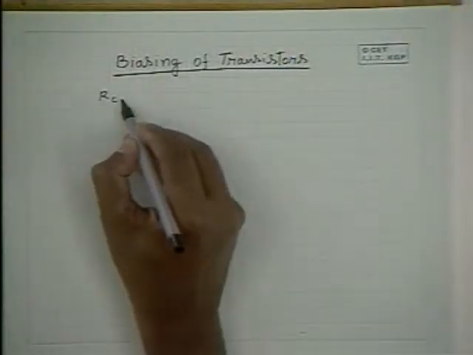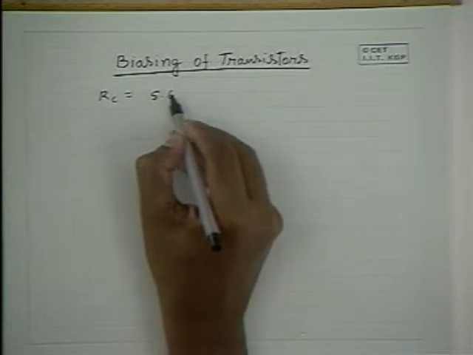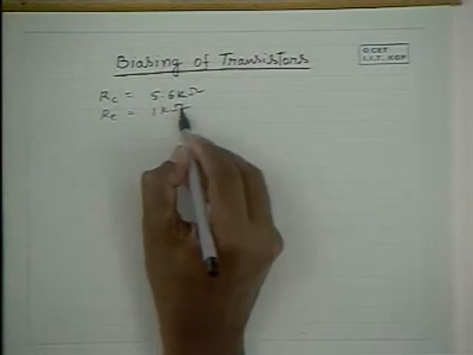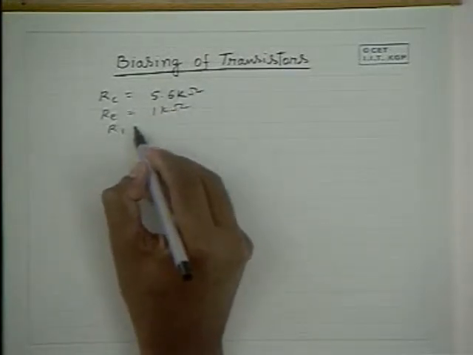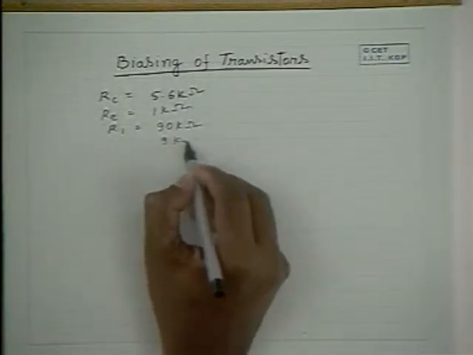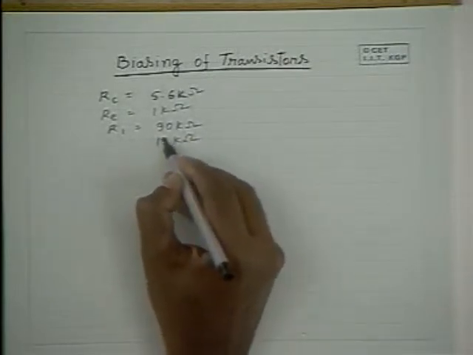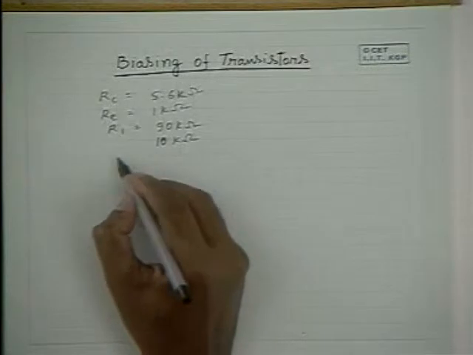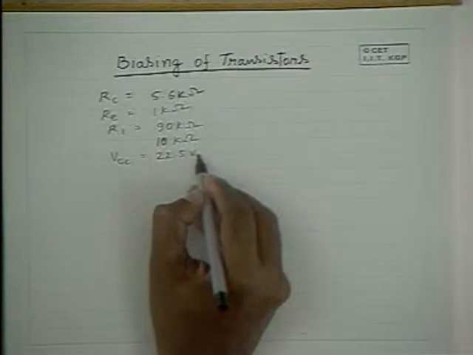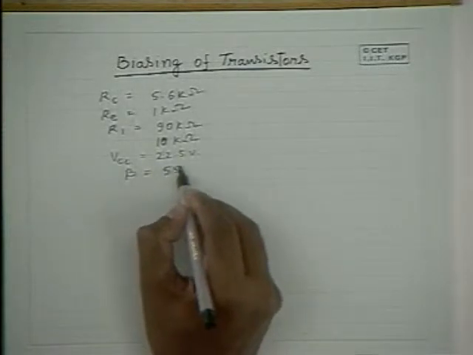for better understanding. Now, let us consider a case where the collector resistance RC is 5.6 kilo ohms and the emitter resistance is 1 kilo ohm, then R1 and R2 are 90 kilo ohms and 10 kilo ohms respectively, and the supply voltage VCC is equal to 22.5 volts. Then the beta of the transistor is given as 55.